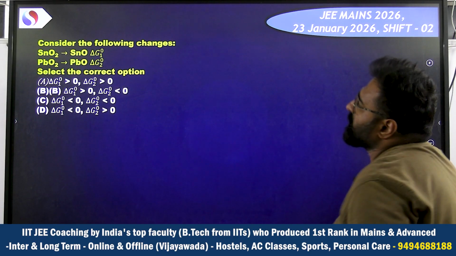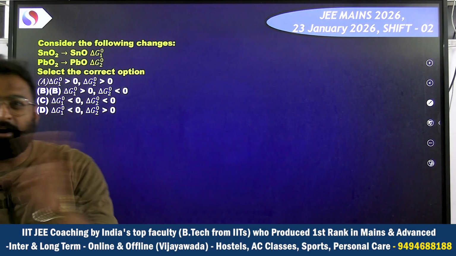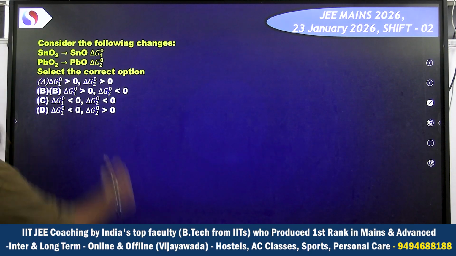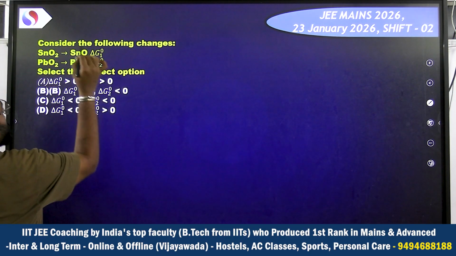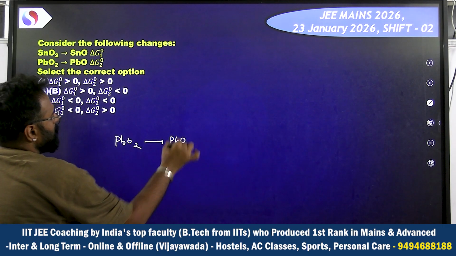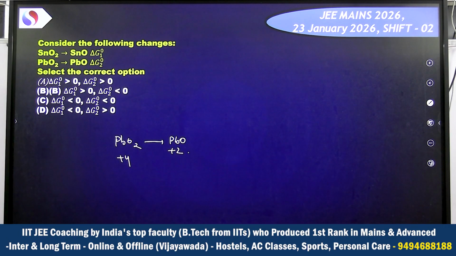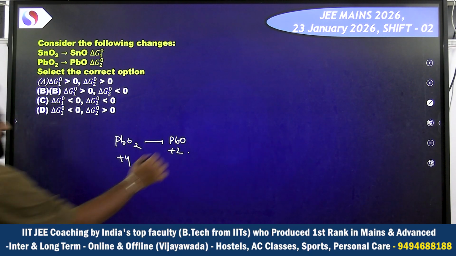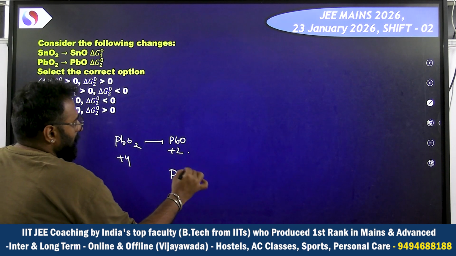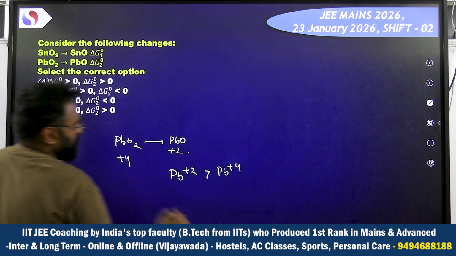Consider the following changes. Do you think it is tricky? No, not at all. This is not tricky at all. Look, this is the case. PbO2 is converted into PbO. This is +4, this is +2. So in which oxidation state is Pb stable? Obviously Pb +2 is more stable. Pb +2 is more stable than Pb +4.